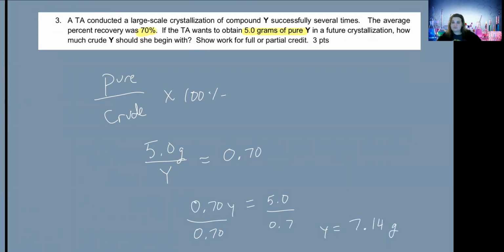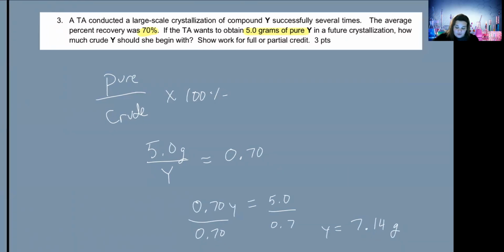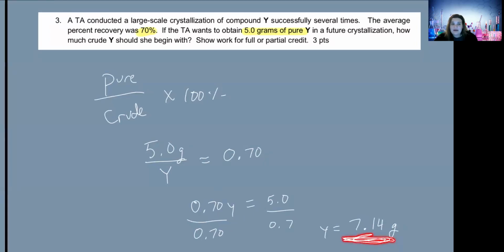7.14 grams. Now, let's say you didn't really read it, or you did the math wrong. Let's think about it for a moment. You want 5 grams of pure Y, right? So your crude value has to be higher than your pure value, right? Your crude number is always higher because you're getting rid of those impurities. So your weight is going to be less when it comes down to the pure. So crude should always be higher than pure when it comes to numbers.